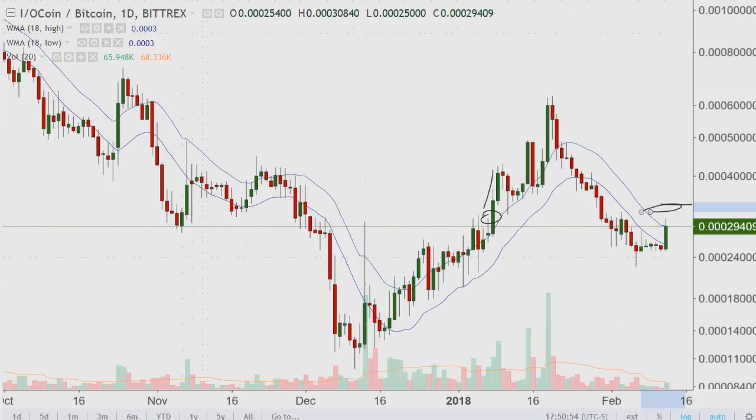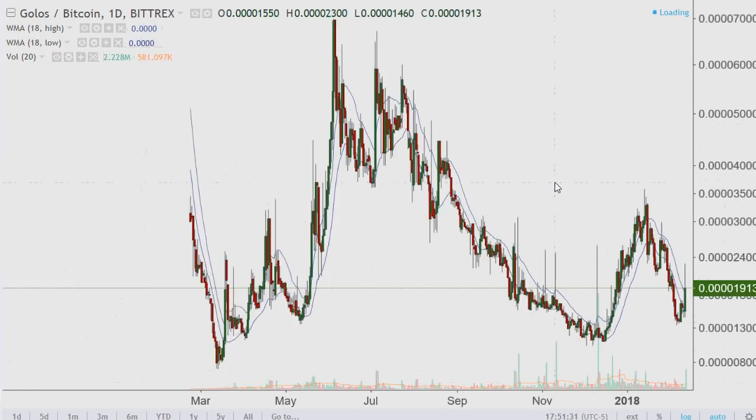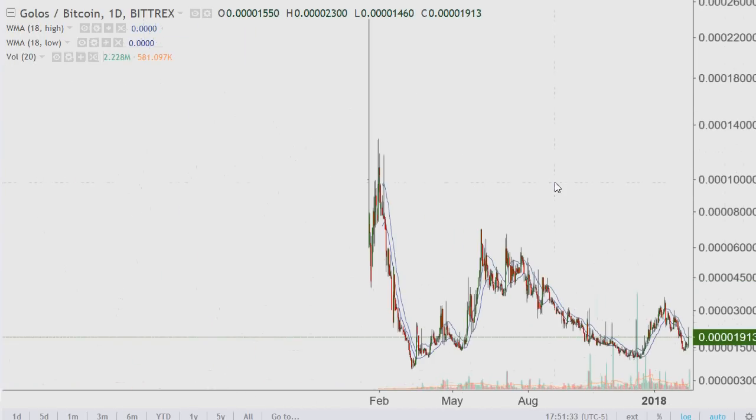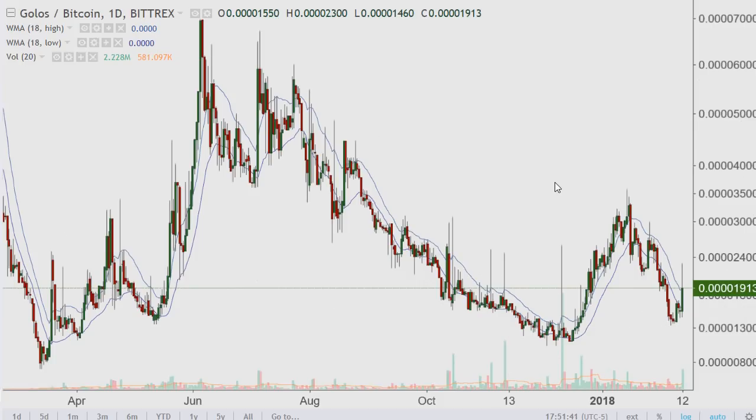Next up, let's take a look at GOL, Golos. And I don't know why I didn't buy this. I did look at a bunch, and I passed on more of the lower volume ones. I also passed on the ones that I thought were, just by looking at it, more risky. This one, not nice. No, most ones that looked worse than this long term.